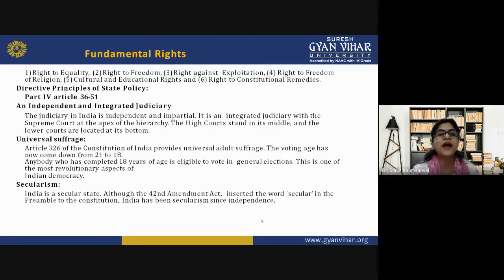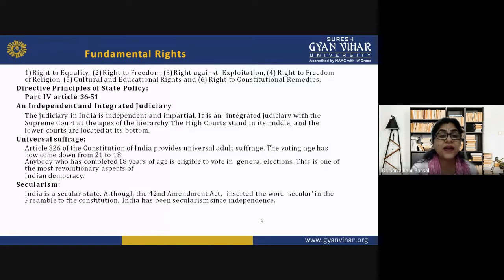So the fundamental rights: right to equality, right to freedom, right against exploitation, right to freedom of religion, cultural and educational rights, right to constitutional remedies. These are very much important in the Indian Constitution. Then directive principles of state policy. This is included in Part 4, Articles 36 to 51.